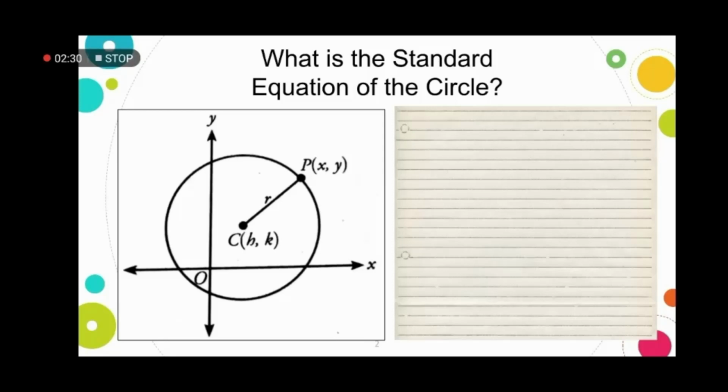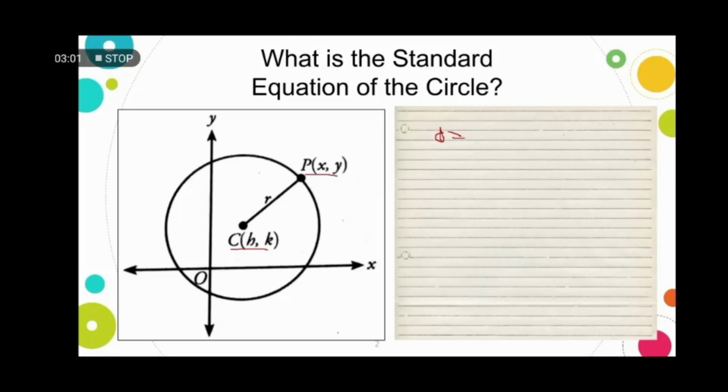Suppose we have this circle on the coordinate plane where P(x, y) is any point on the circle, C is the coordinate point of the center, and r obviously is the radius. We asked earlier, what formula can be used in a circle? One of them is the distance. So let us recall, what is the distance formula?